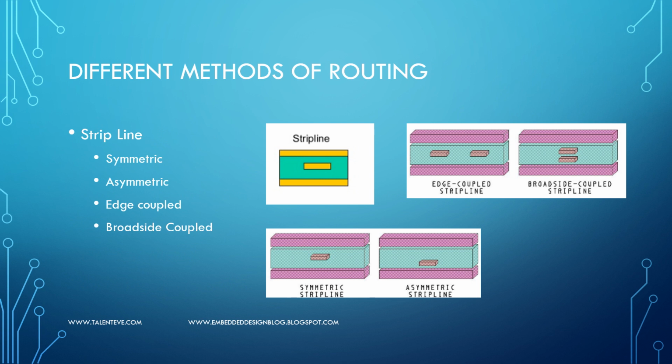There are different methods, so we will not talk about the inner depth of all those methods. There are two methods basically: one is a strip line and one is a microstrip line. So we will talk about the strip line here. This is called a strip line topology for routing, where there will be a reference layer 1, reference layer 2, and then you have a routing in between.